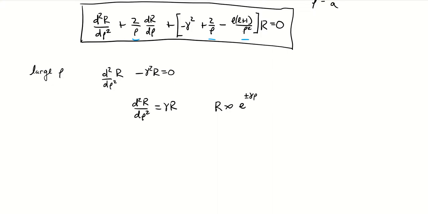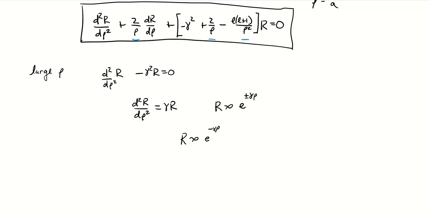The issue is we need our R function to be normalizable. So the positive term here blows up at large rho, so we can't use it. And essentially we know that the R function is going to go as e to the negative gamma rho at large rho.